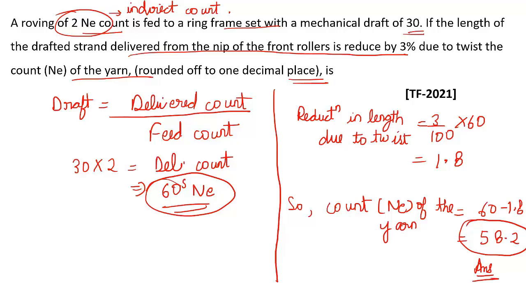58.2 any would be the right answer, and you have to write in one decimal place. So the correct answer is 58.2. It was a 2-mark question of GATE TF 2021. I think it is very much clear to you. Now coming on to the next question.